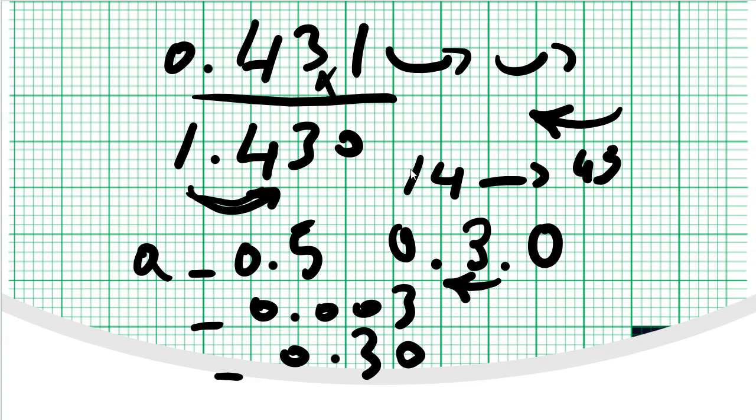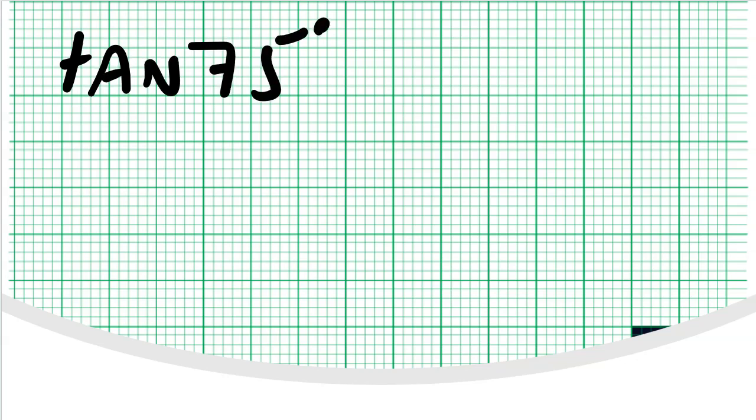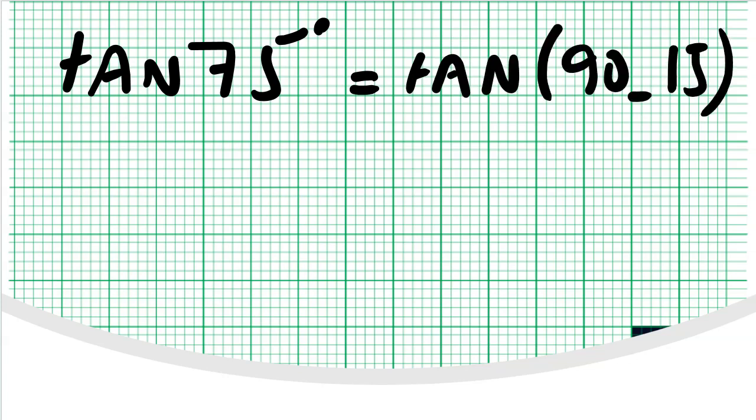It's testing your knowledge of basic math skills. How do you find the dividend and divisor? How many times do you go with the decimal to the right or to the left? Okay. Now, let's do the tangent of 75. If you think of it as tangent of 90 minus 15, you won't be able to solve it because tangent of 90 is undefined.